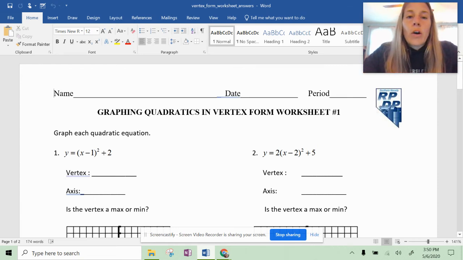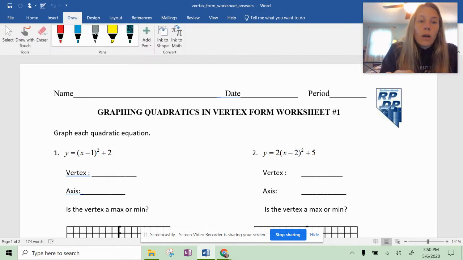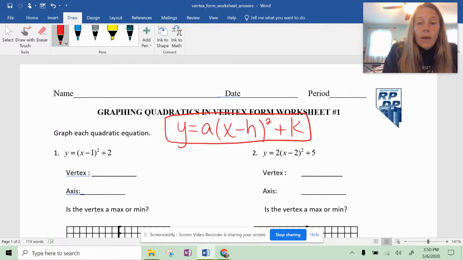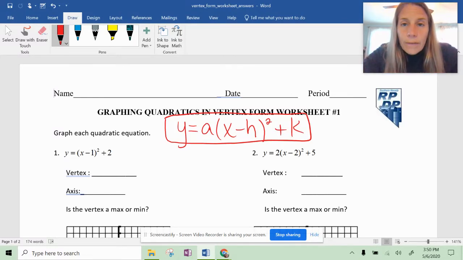All right, guys, we are on day 2 of graphing quadratics in vertex form. So yesterday in the notes, I had gone over the vertex form of a quadratic equation, which is a times (x minus h) squared plus k. So that is the vertex form there. And today we're going to review graphing that.